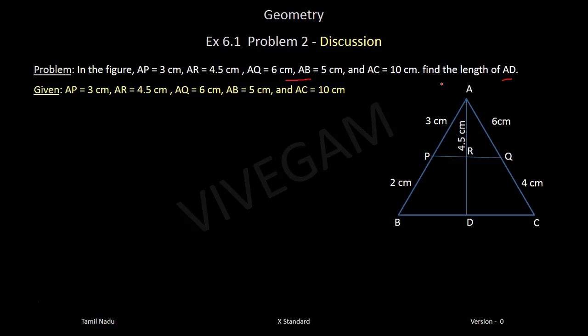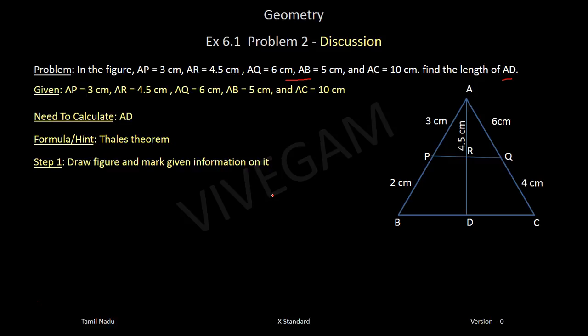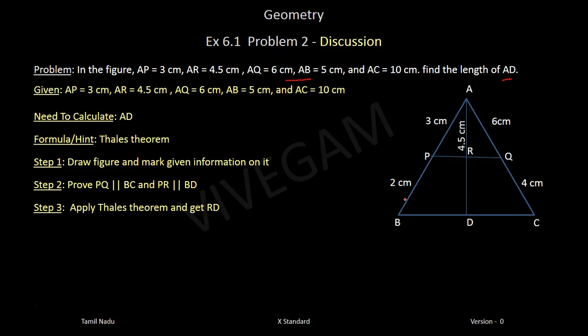Given are the various measurements of the triangle, we need to calculate AD, and the hint is Thales theorem. Step 1, draw the figure and mark the given information on it. Prove PQ is parallel to BC and PR is parallel to BD, because Thales theorem is applicable only when PQ is parallel to BC. Once this is done, Thales theorem comes into the picture. Then you can find the fourth side using Thales theorem. Apply Thales theorem and get RD. That's all it is. I'm just giving a brief outline of how to do the problem.